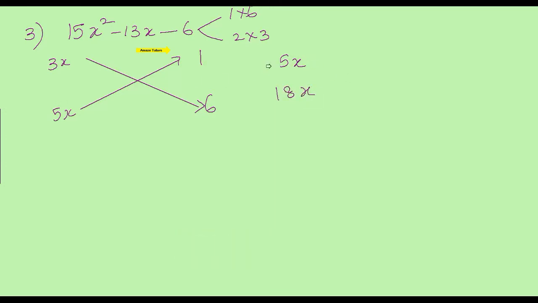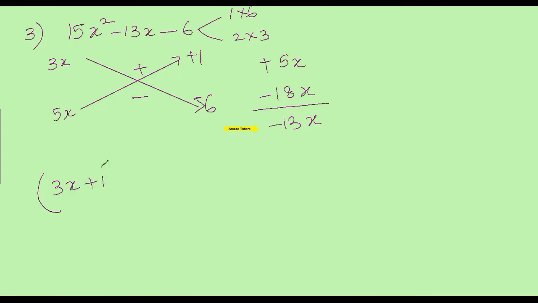So, in any way, am I getting negative 13x by adding or subtracting? Yes, it is possible. When I subtract 5x from 18x, it is 13x, isn't it? Now, as the middle term is negative, the larger number should be negative. So, negative 18x, my 5x will be positive, because then only when I add them, I am getting negative 13x. So, plus goes here, minus goes here, and here as well. That's all, we are done.